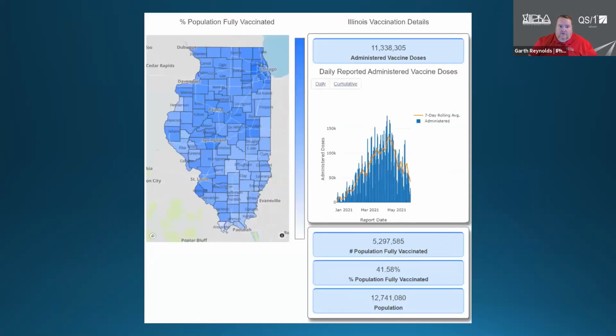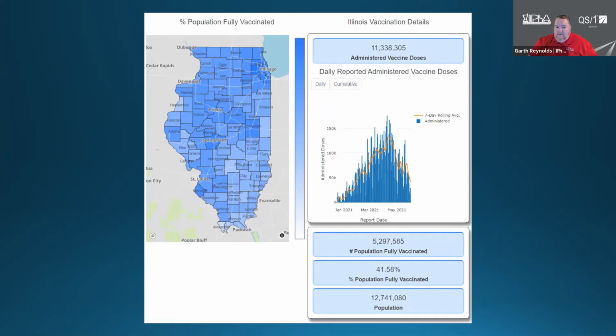This is the distribution throughout the state. So right now we've got just under half of the state fully vaccinated, at 5.2, almost 5.3 million. So we're still a long way.